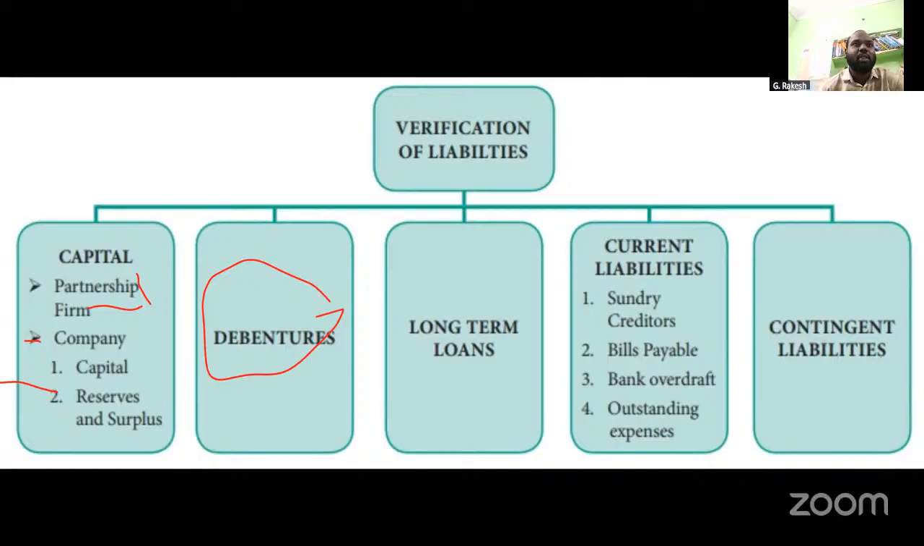So he has to verify the borrowing powers, the terms of issue, and examine the debenture trust deed, redemption of debentures, issues at premium and discount, and compare the register of charges and the register of debenture holders. It is about the debenture.